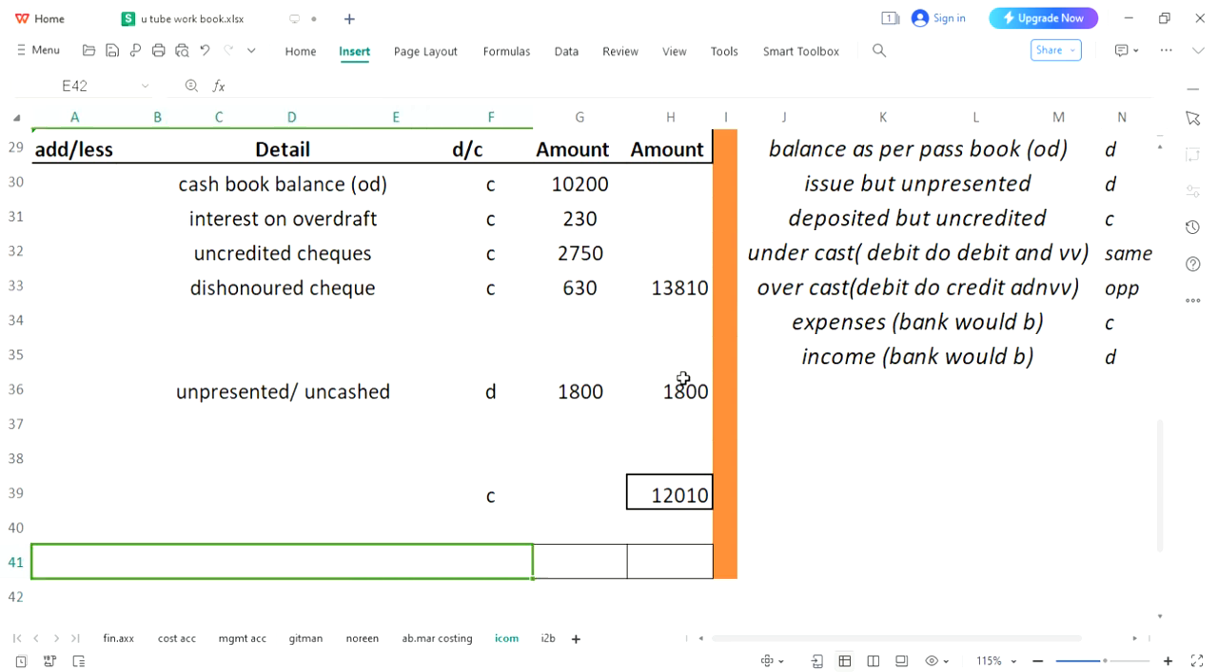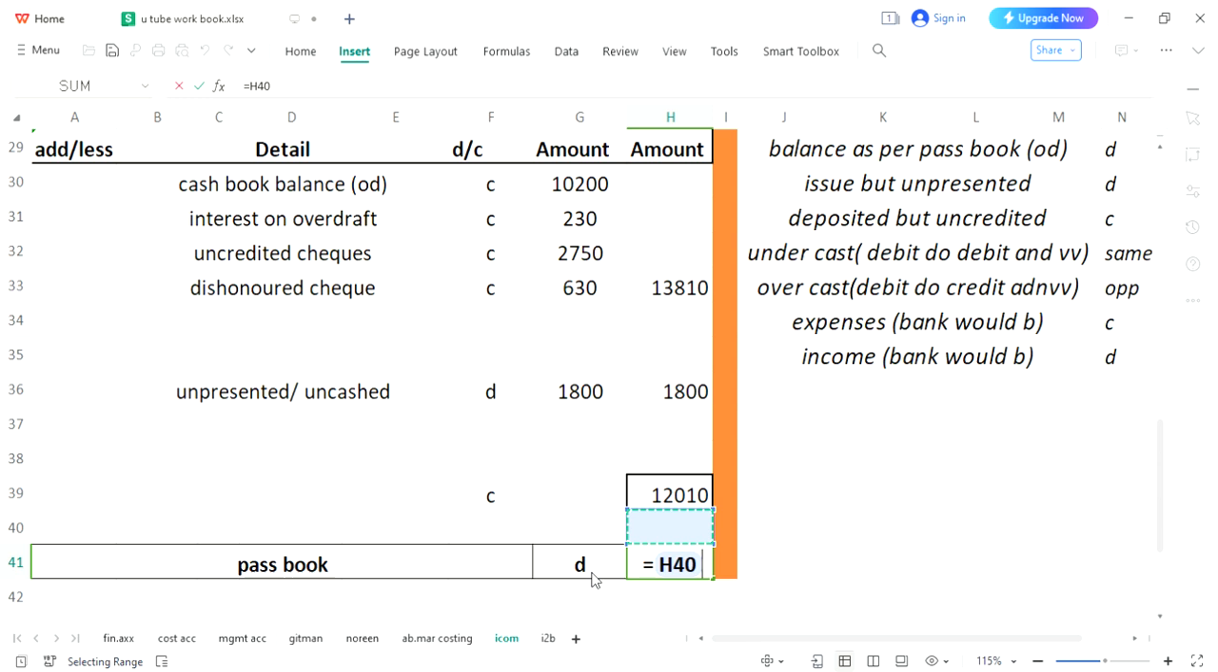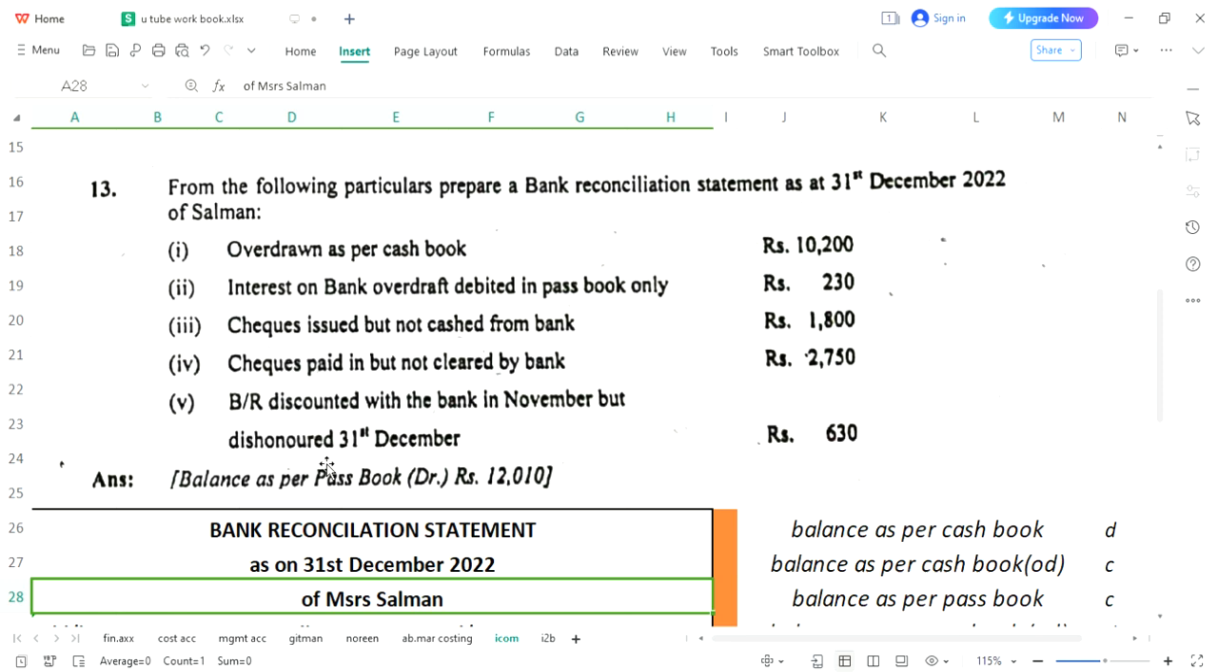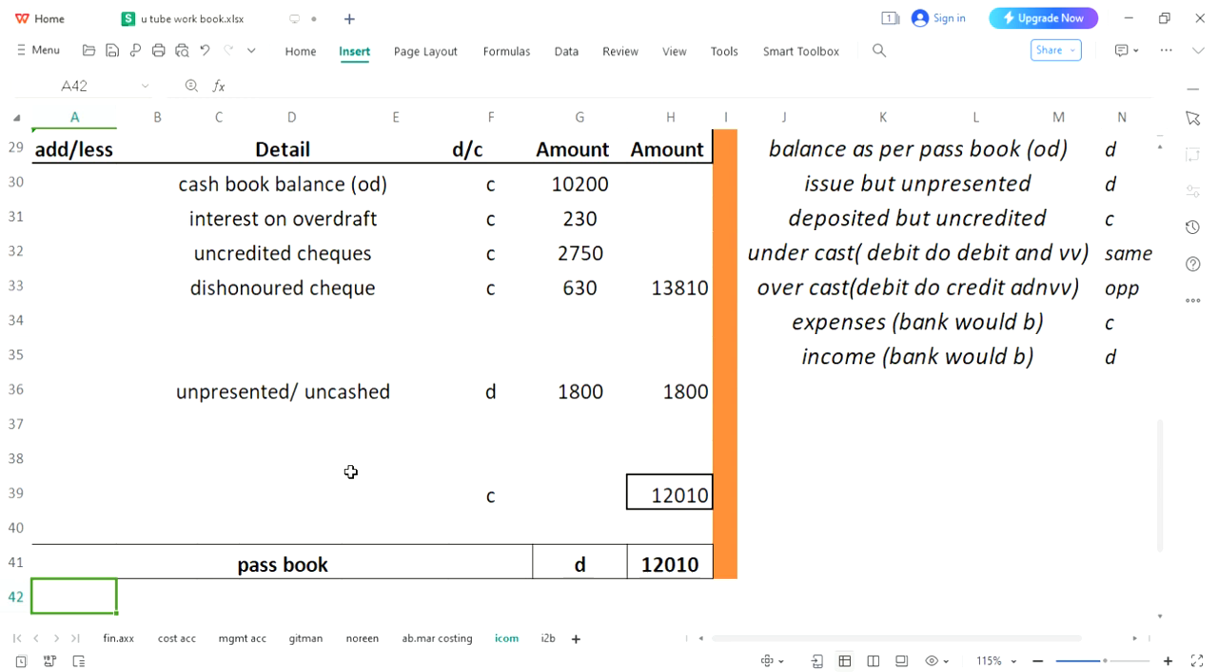It's time to write down the answer. We started with the cash book. Here we will write passbook, and our answer was credit. Opposite to credit we will write debit, and the same amount, 12,010. So the answer is passbook debit 12,010. In this way our question has been completed. As usual, we will put add first, and in the second portion we will write less.